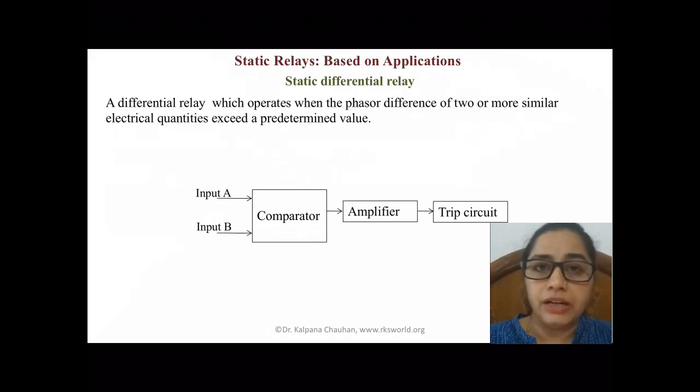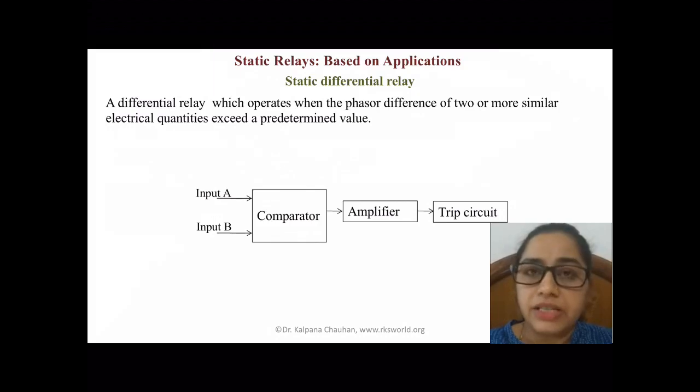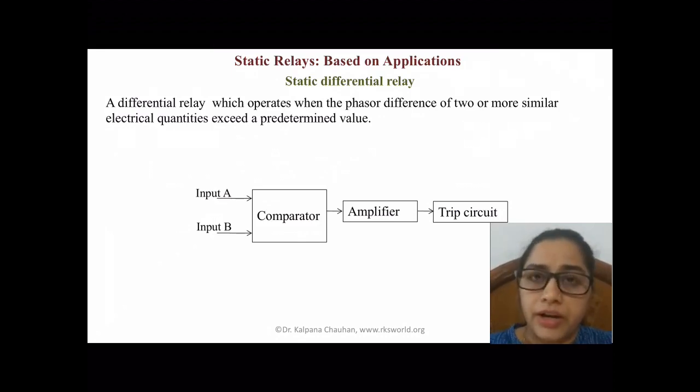The next type of static relay is the static differential relay. A differential relay operates when the phasor difference of two or more similar electrical quantities exceeds a predetermined value. In the directional relay we also had two quantities, but they were different in nature: voltage and current. But in a differential relay, the two quantities are the same. If there is current, both quantities should be current. If there is voltage, both quantities should be voltages. And the difference should exceed a predetermined value.